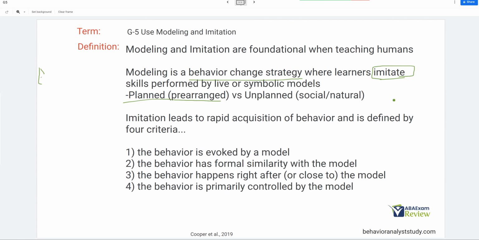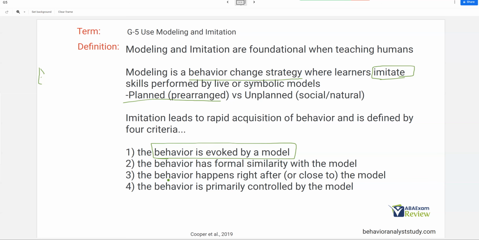And so, since imitation is key and core to modeling, we have to understand what imitation is. Imitation leads to the rapid acquisition of behavior and is defined by four criteria. There's a reason we stress imitation so much. It is such an effective way for learners to learn. It can lead to the rapid acquisition of previously unknown skills. So, four main ideas behind imitation. One, the behavior is evoked by a model. If the behavior is not being evoked by a model, it's not imitation. So that's very important to remember.